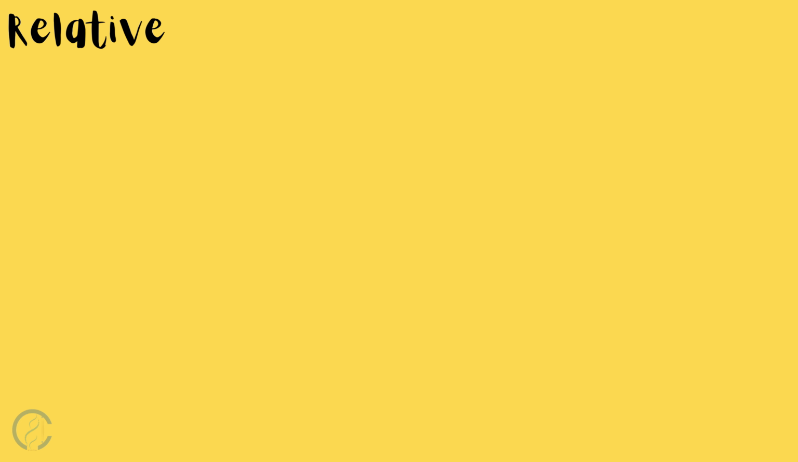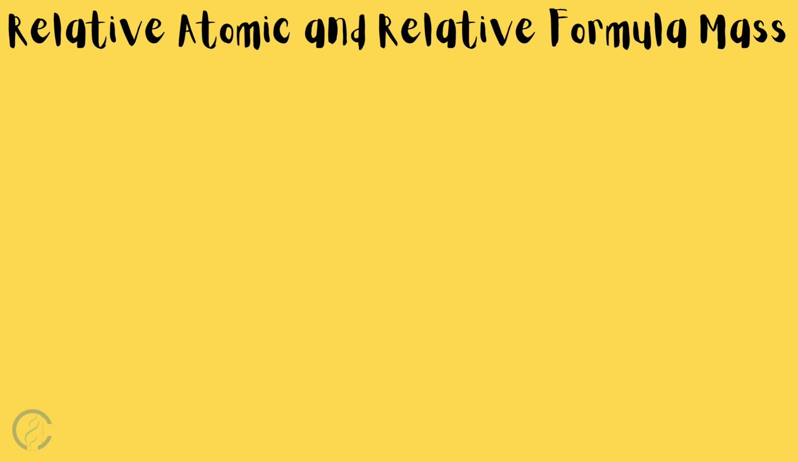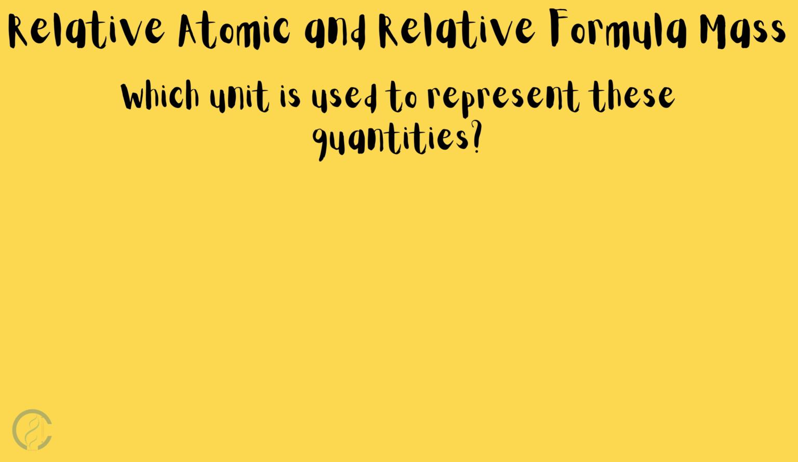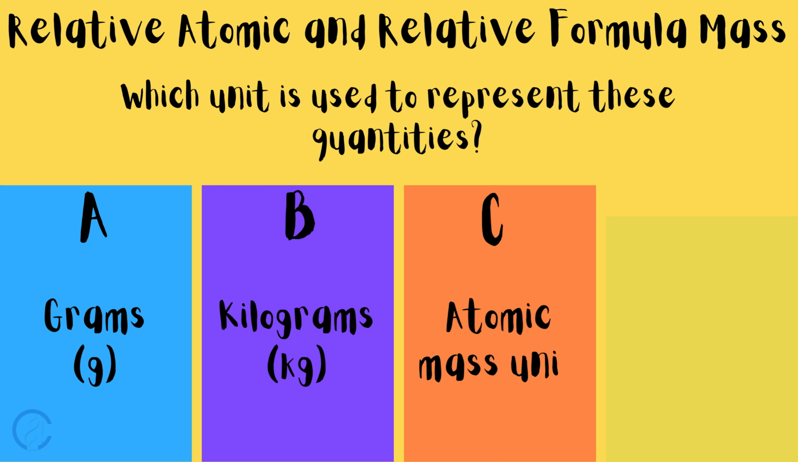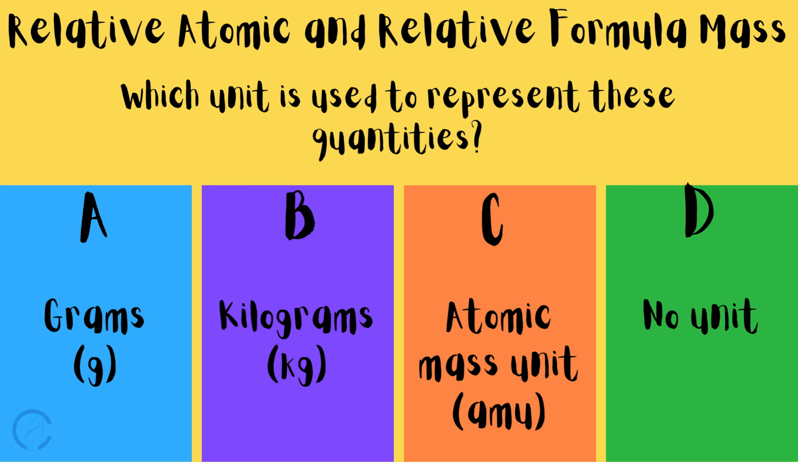In chemistry, relative atomic and relative formula masses are often used, and students are often unsure of the units used with each. So, what unit do you use to represent relative atomic and formula masses? Do you use grams, kilograms, atomic mass unit, or no unit at all? By the end of this video, you will be clear on which unit to use and why.